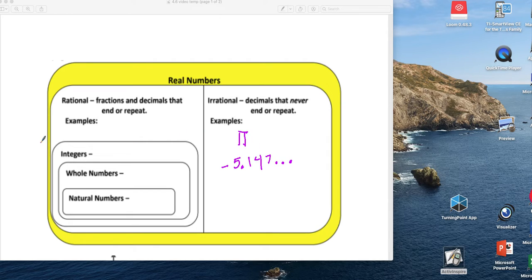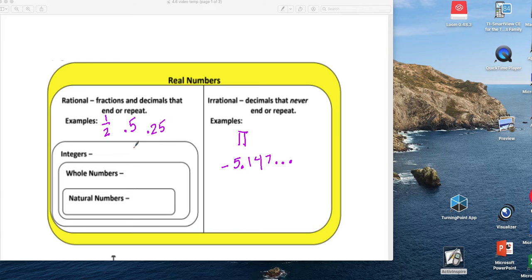Rational numbers, on the other hand, are anything that can be written as a fraction, or decimals that end or repeat. So if I have a fraction such as 1/2, which can also be written as 0.5, and again, it doesn't matter if they're positive or negative. Integers, whole numbers, and natural numbers are going to be important today. Integers are a subset of rational numbers, which are a subset of real numbers.